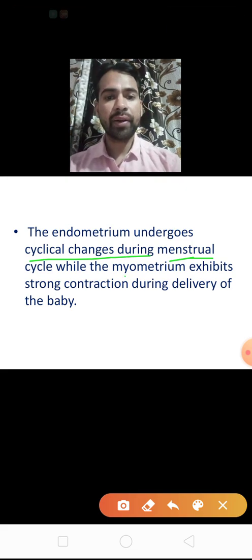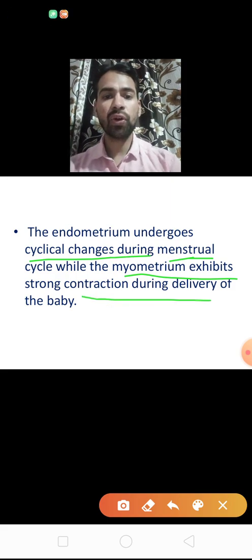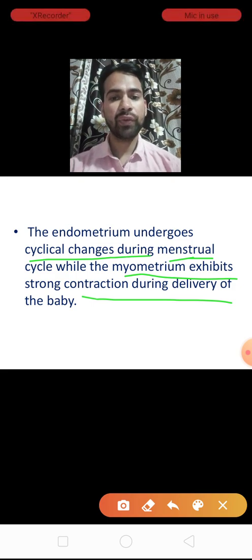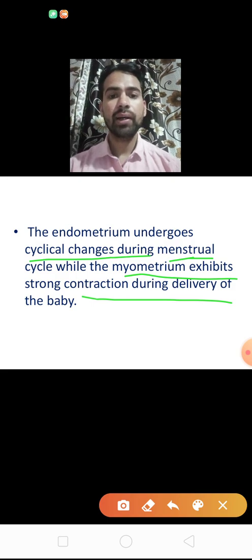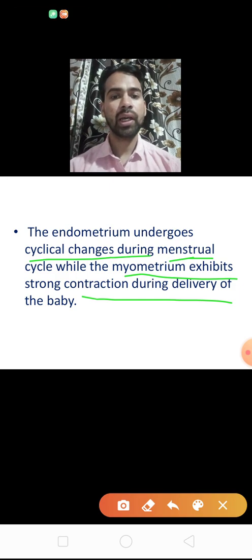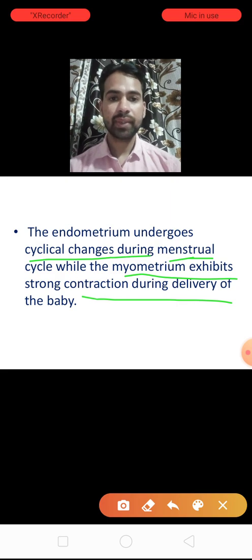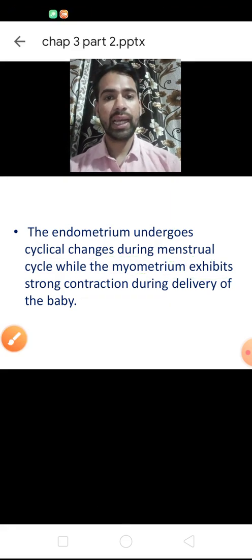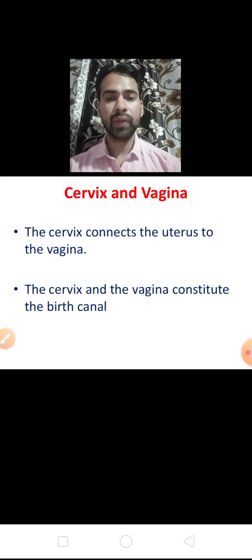Next, the myometrium is another layer of the uterus. It exhibits strong contraction during delivery of the baby. It means the myometrium plays a very important role in the delivery of the baby. Clear about the uterus? It has three layers: endometrium, myometrium and perimetrium.